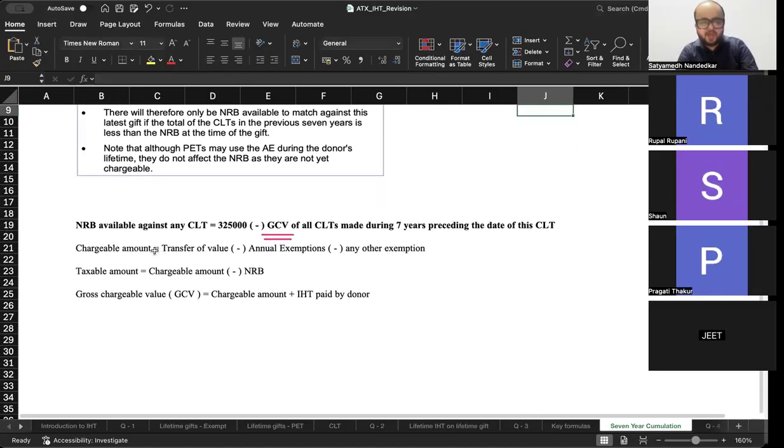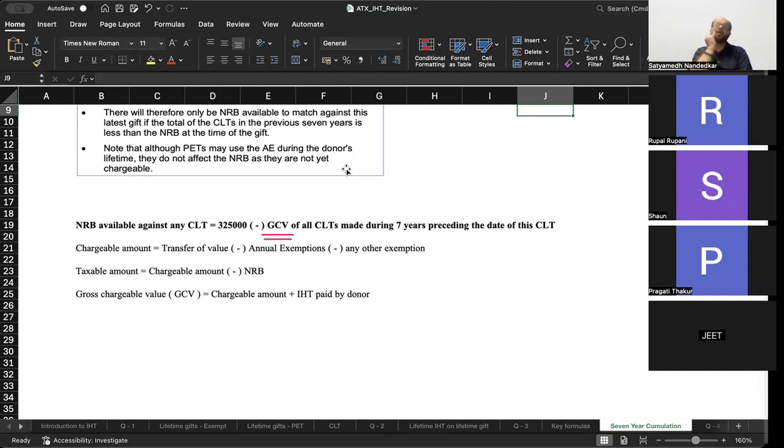So, NRB available against any CLT. Please write this formula and remember it very, very clearly, because this is not given anywhere else in such clear terms. And if you follow this, you will never get a question on IHT wrong. I'm only talking about lifetime IHT on lifetime gifts. Please keep that in mind.